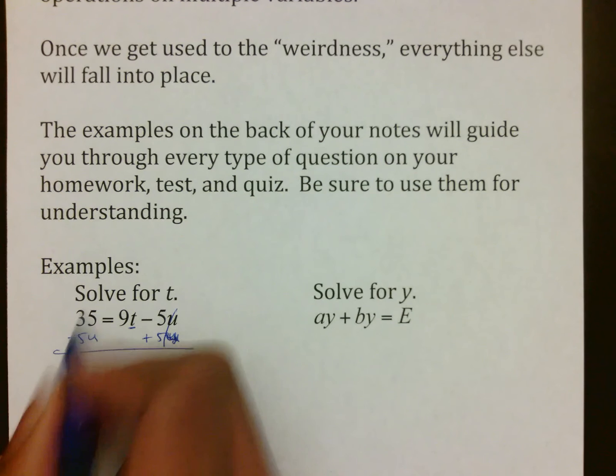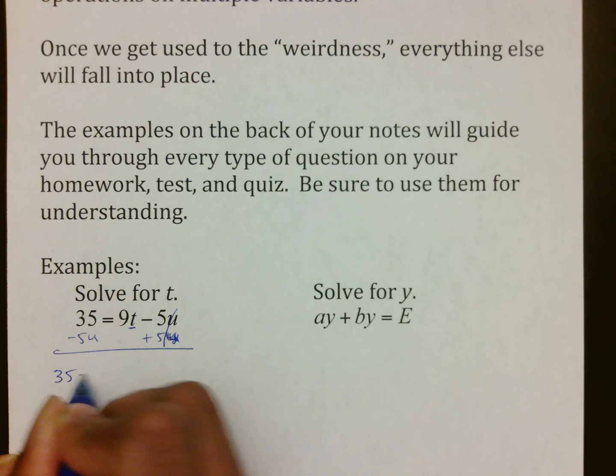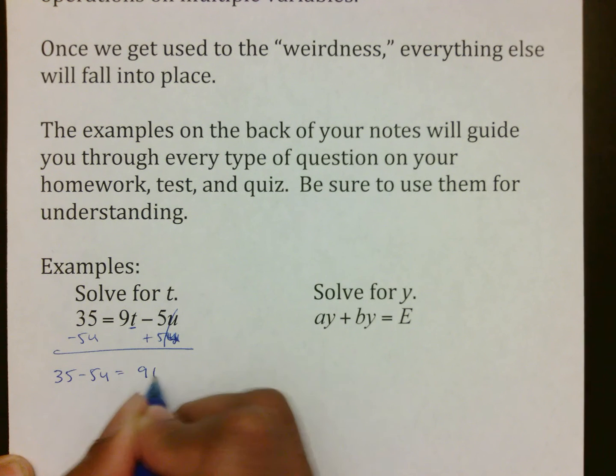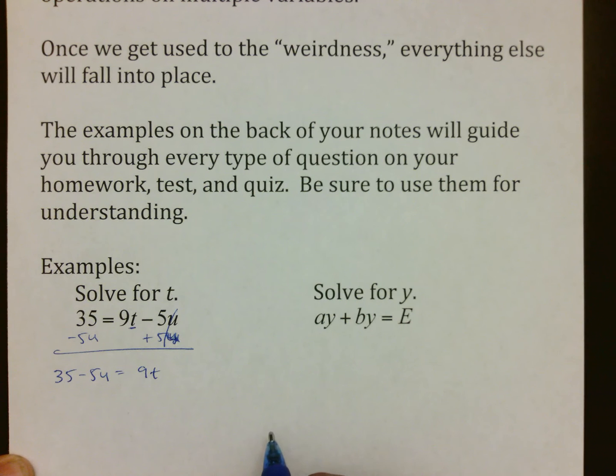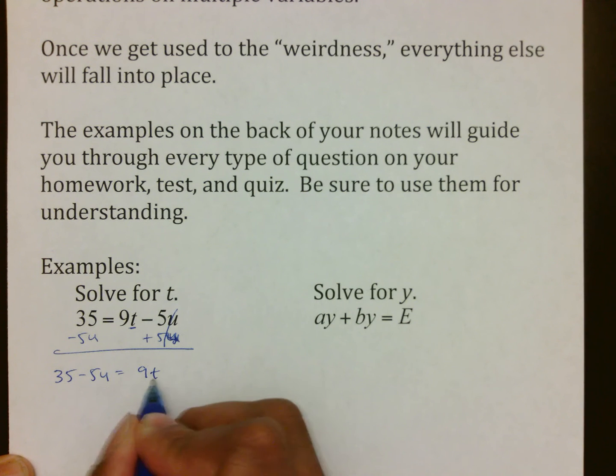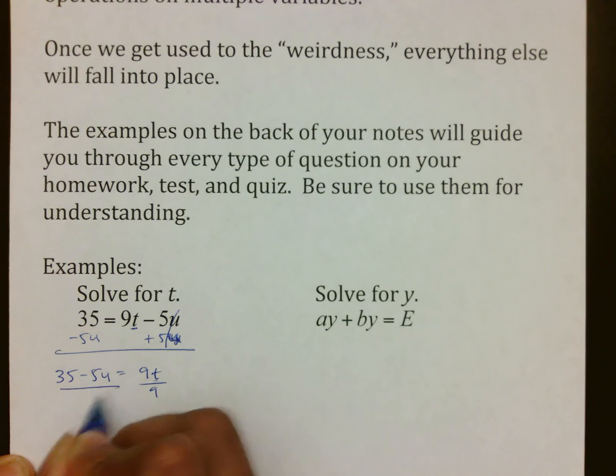This turns, because I can't do anything, into 35 minus 5u equals 9t. Again, the 5u went away. Now I divide both. Again, if I want t by itself, I divide both sides by 9.